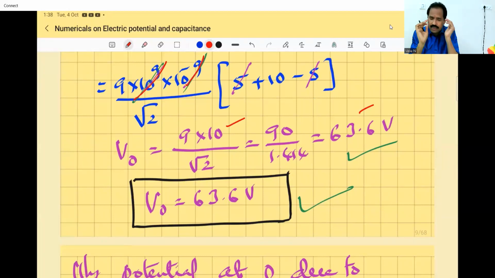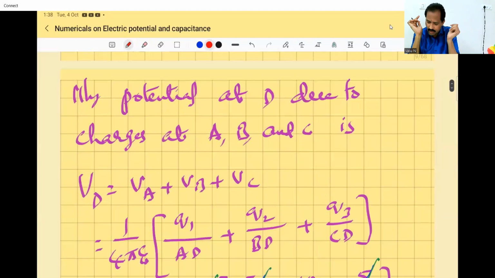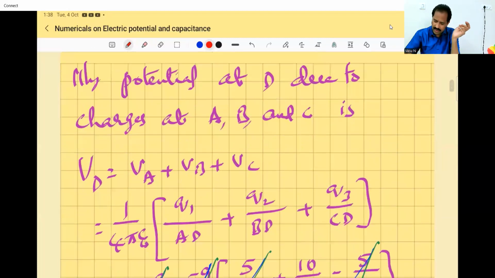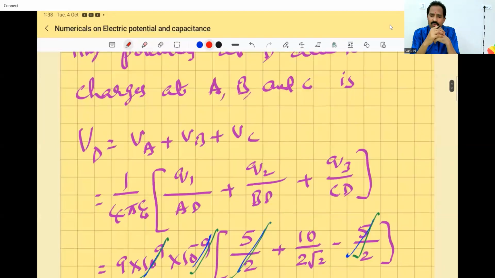Now, next step is we have to find the potential at corner D. Potential at D due to 3 charges only. Then the distances will be different, that's all. What do I write? Look at that. Potential at D due to the charges at A, B and C is, VD is equal to VA plus VB plus VC.